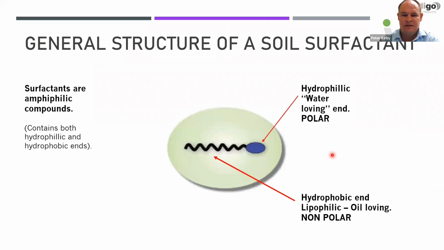Okay, so I just wanted to first start by explaining what the general structure of a soil surfactant looks like. One thing to point out initially is that soil surfactants are basically amphiphilic compounds. They contain a hydrophobic or non-polar end and a hydrophilic end, which is a polar end. We'll talk about polarity in a few minutes, but it's important to note that this polar end is water-loving. So it interacts with the hydrogen bonds in water and basically holds water on it.